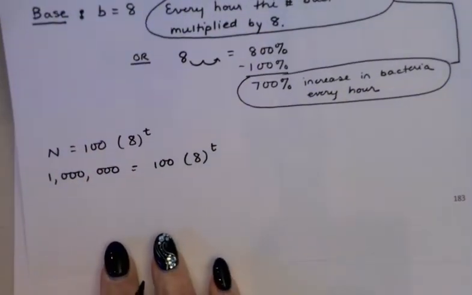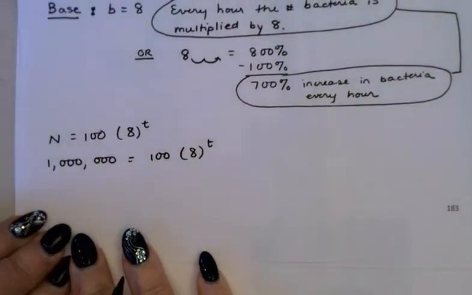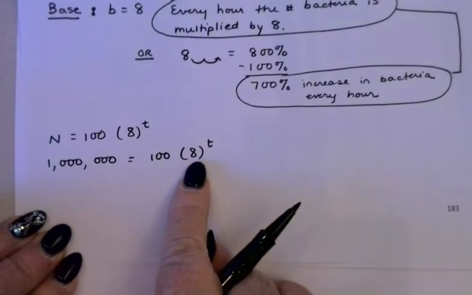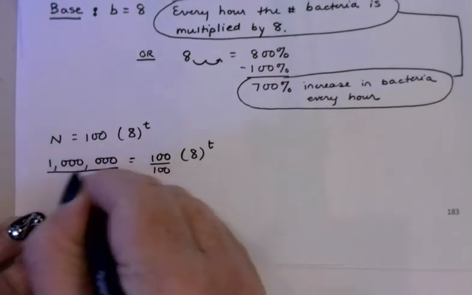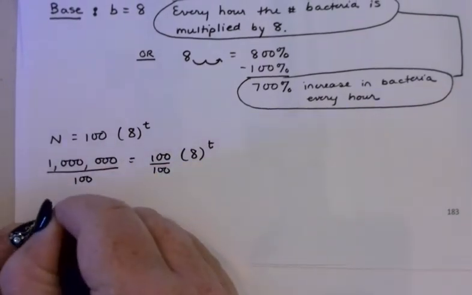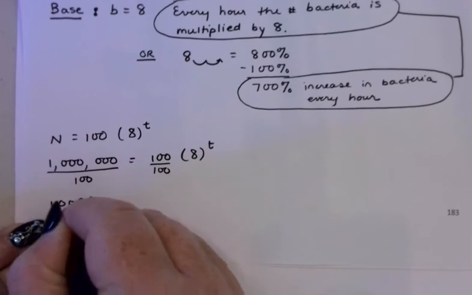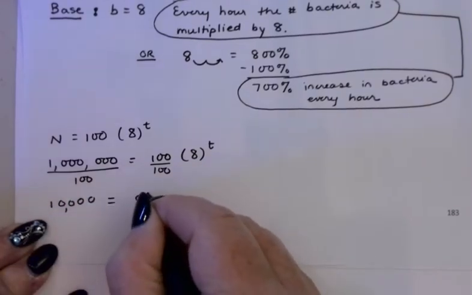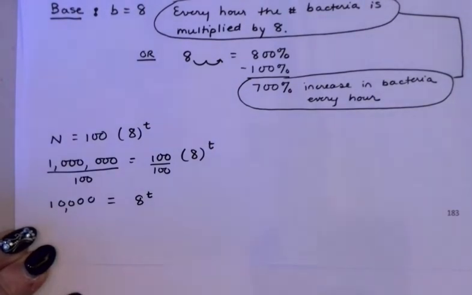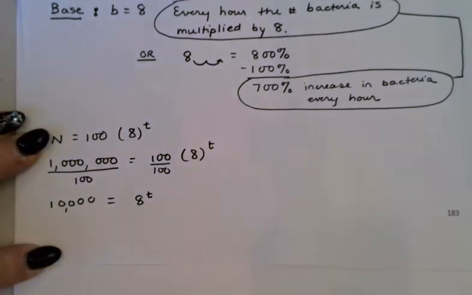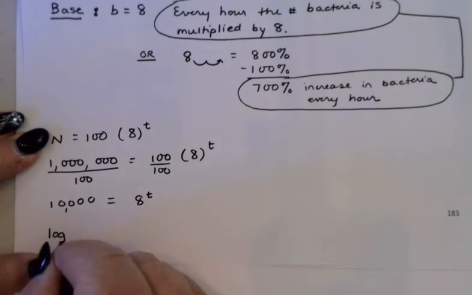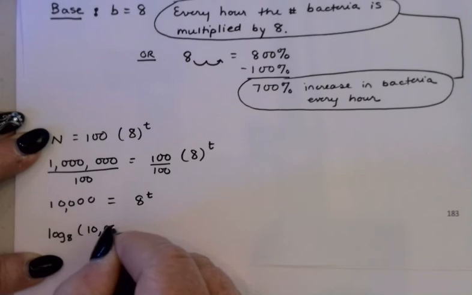Since this particular problem asked us to solve by hand, I'll go ahead and say I need to isolate my exponential. I need to get that 8 to the t by itself. So I will divide by 100. That gives me 10,000 equals 8 to the t. And then it's your choice. You can use either method 1 or method 2 for solving this. I'm going to go ahead and just say the inverse of exponential base 8 would be a log base 8. So the log base 8 on both sides.